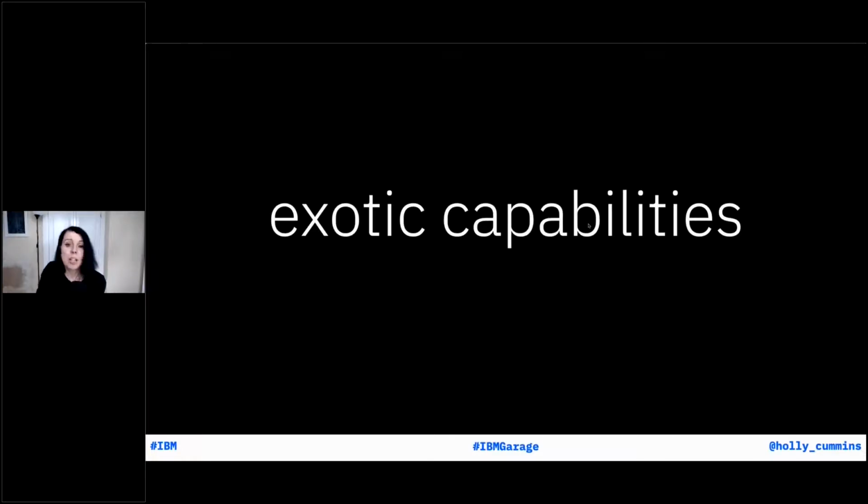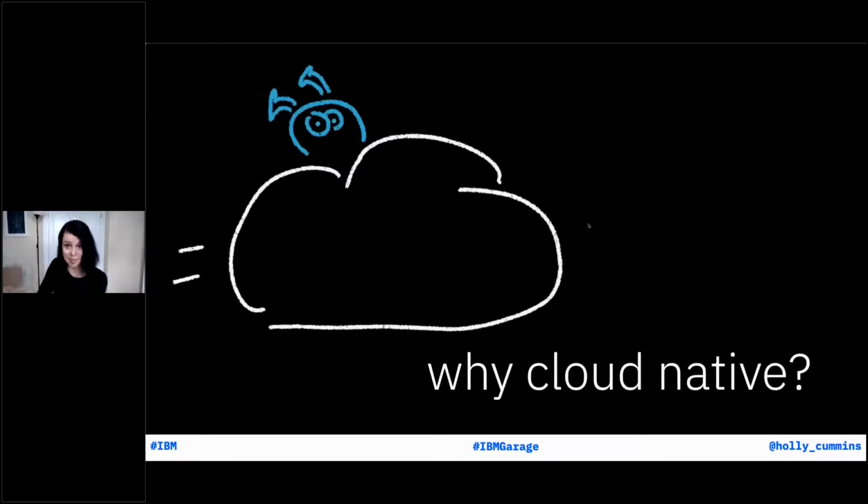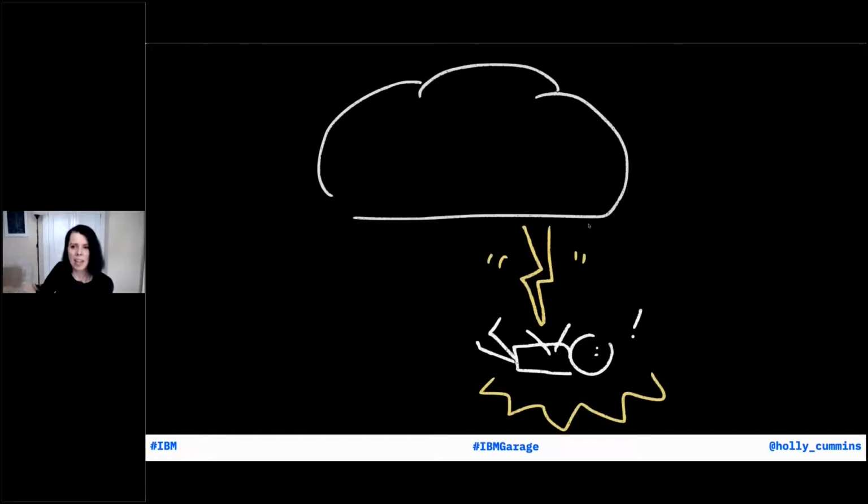So all of that is a great reason to use the cloud. And then the next question is, well, if the cloud gives us speed and elasticity and exotic hardware, why do I need to be cloud native? Well, what a lot of companies found is that when they tried to go to the cloud, there was this idea that the cloud is like electricity. You can just plug in and take advantage of it. But a lot of people found that they got electrocuted.